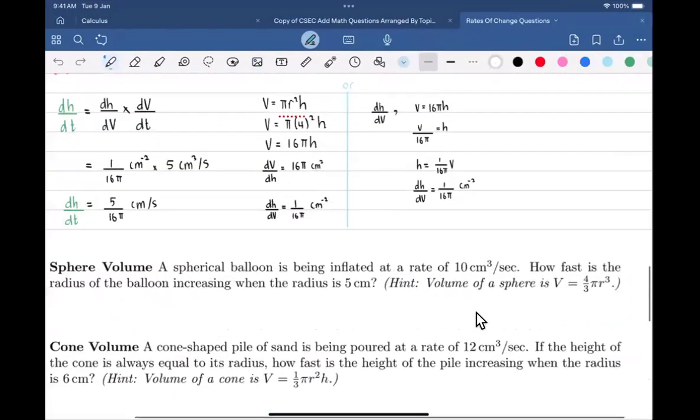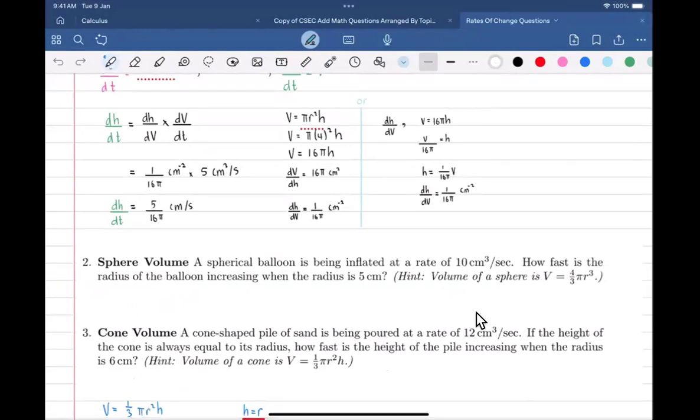Right. I want you all to try this question from here. Question 2. A spherical balloon is being inflated at a rate of 10 centimeter cubed per second. How fast is the radius of the balloon increasing when the radius is 5 centimeters? I would like you all to try that.